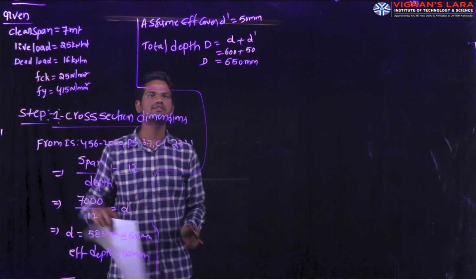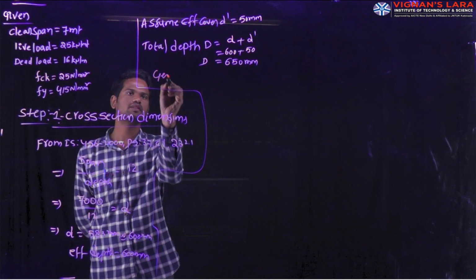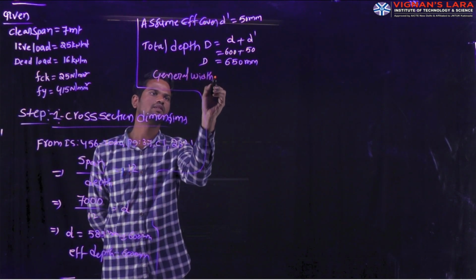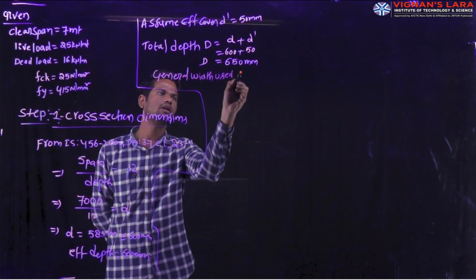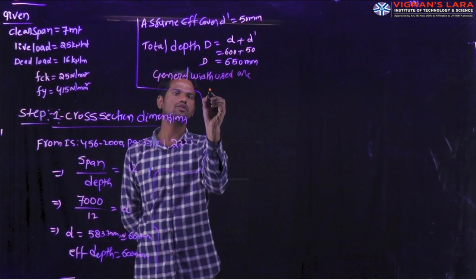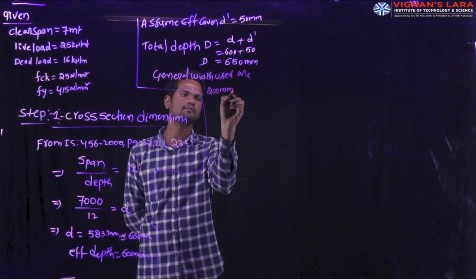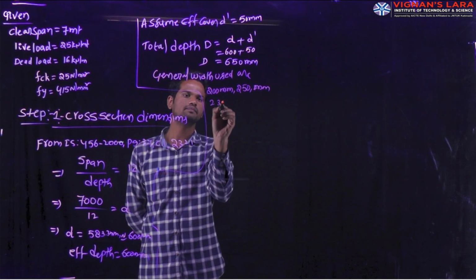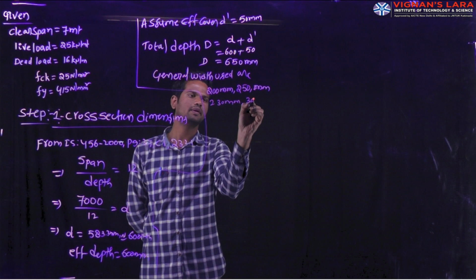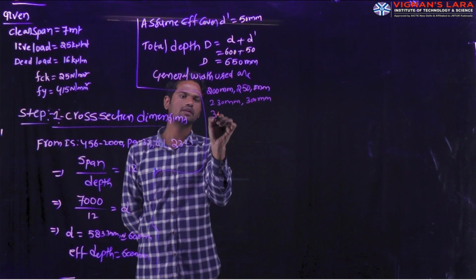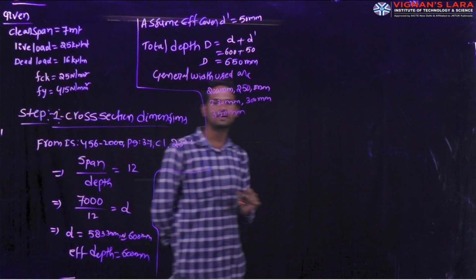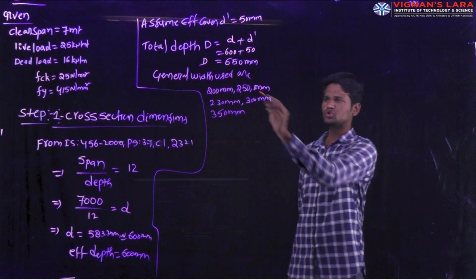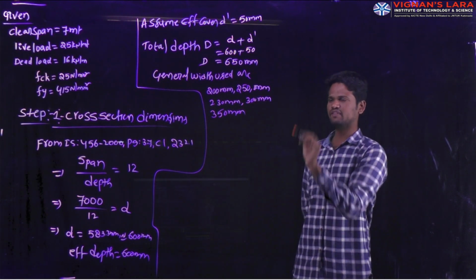The general widths used are 200 mm, 250 mm, 230 mm, 300 mm, 350 mm. These are the different beam widths generally adopted. Here we can assume these values or any width in between.